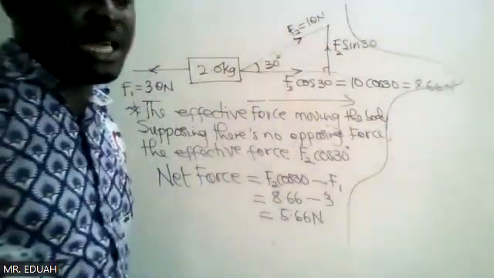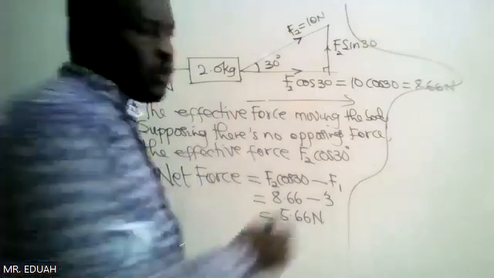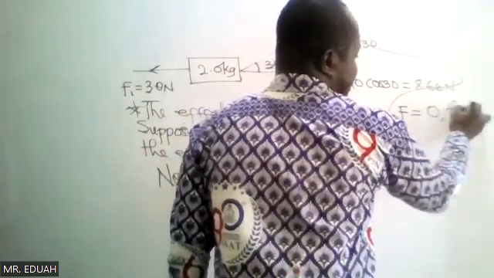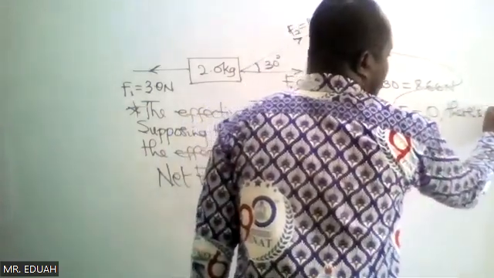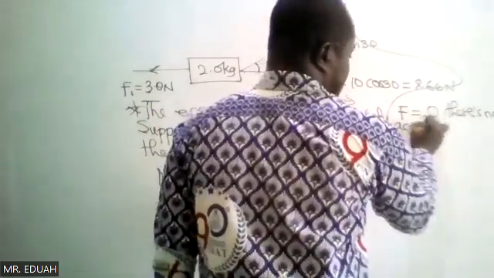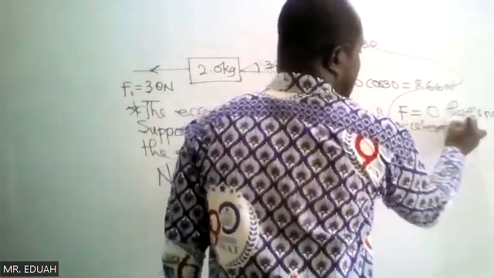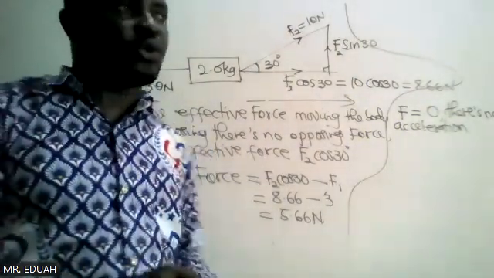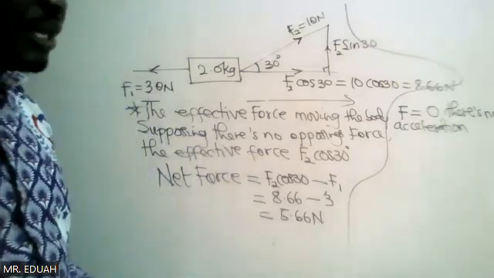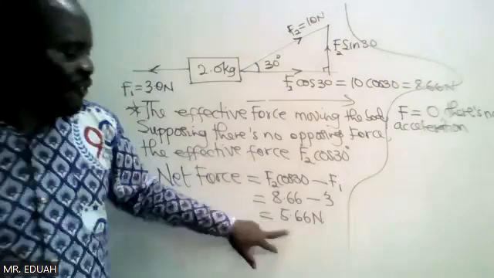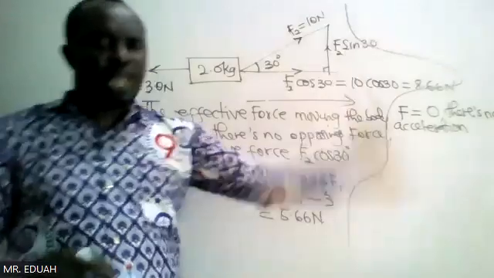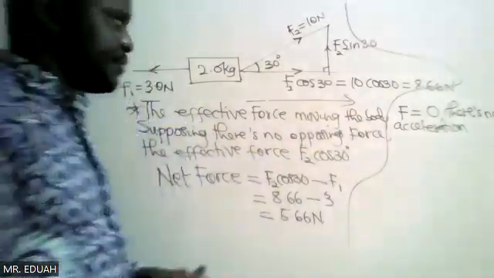Okay. A body does not accelerate when there is no force acting on it. So when the external force acting on it is 0, there is no acceleration. If the net force, the resultant force, or the unbalanced force acting on a body is 0, there is no acceleration. But so long as the net force is not 0, there will be acceleration.